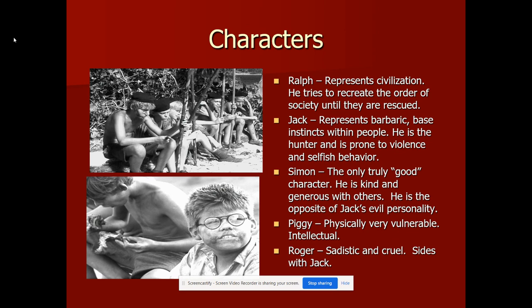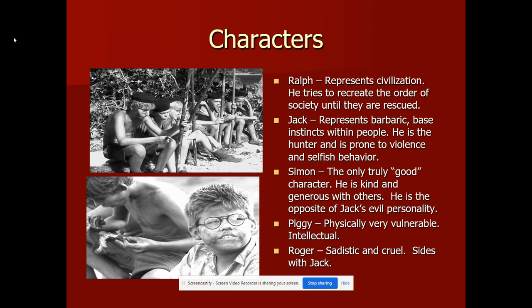Jack represents the more barbaric kind of leader. He's a bully. He is prone to selfish behavior. He likes to hunt, but he doesn't want to do any other jobs. And he is Ralph's main rival. So Ralph represents democracy. Jack represents more of a dictatorship, like Germany had in World War II.